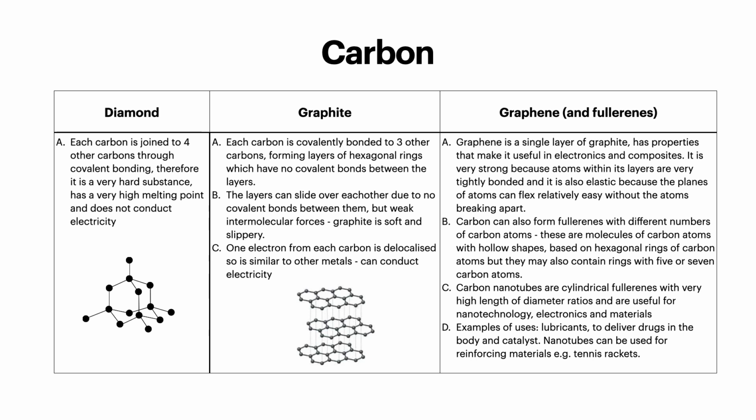Examples of this are lubricants, delivering drugs in the body, and working as a catalyst within chemical reactions. Nanotubes can be used for reinforced materials such as tennis rackets. So that is the lowdown on carbon, on diamond, graphite, and graphene.